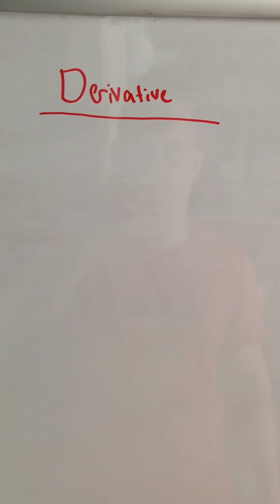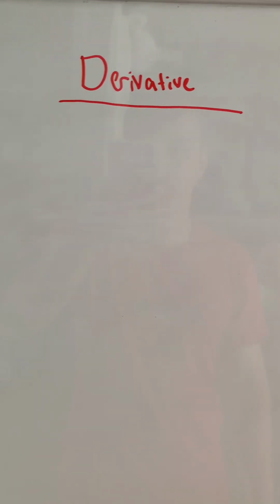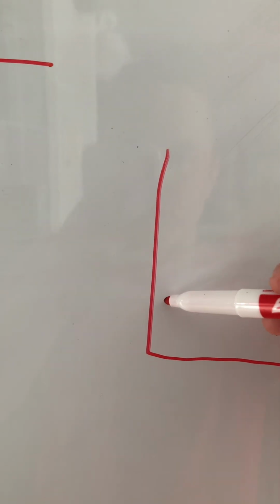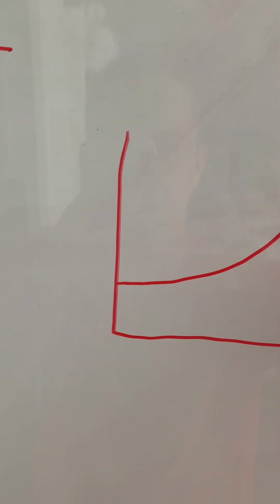Alright, what are derivatives? A derivative is the instantaneous rate of change. So what does that tell us? Imagine you have a graph, or imagine you're driving. I'm going to draw a graph representing driving a car, for example, in physics.